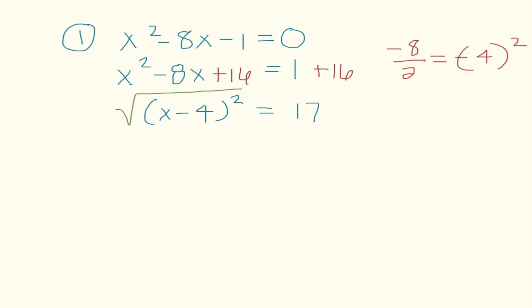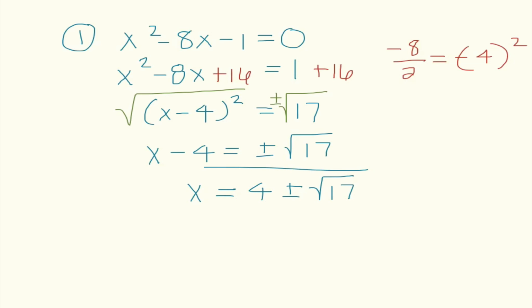Now I need to square root both sides, and I'm going to put a plus or minus out in front. So I get x minus 4 equals plus or minus radical 17. I actually cannot simplify radical 17 at all. So I get x equals 4 plus or minus radical 17. These are real answers. If I put this in my calculator, we could simplify it into a decimal. And it makes sense we get two different answers, 4 plus radical 17 and 4 minus radical 17, because of this squared value.